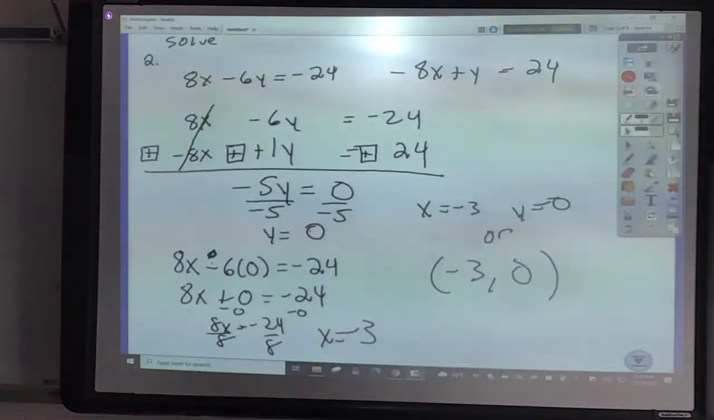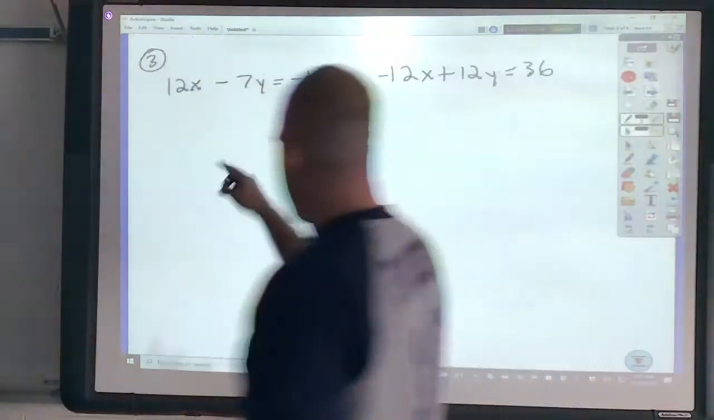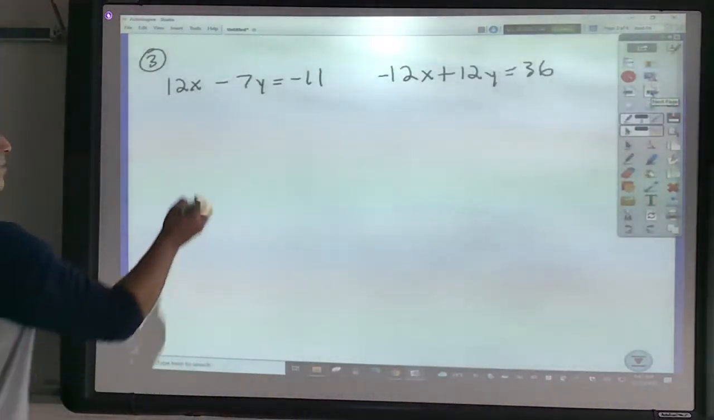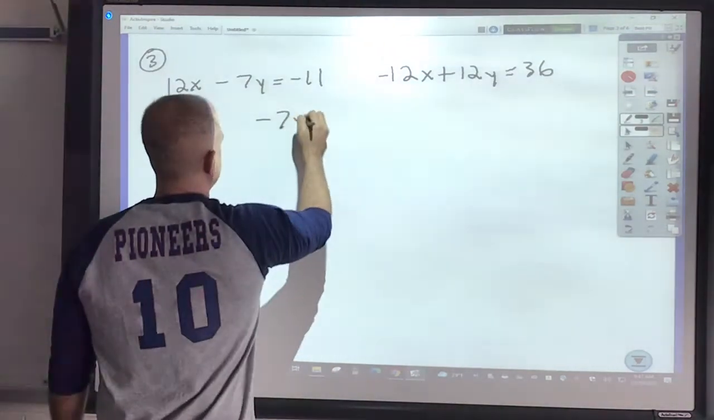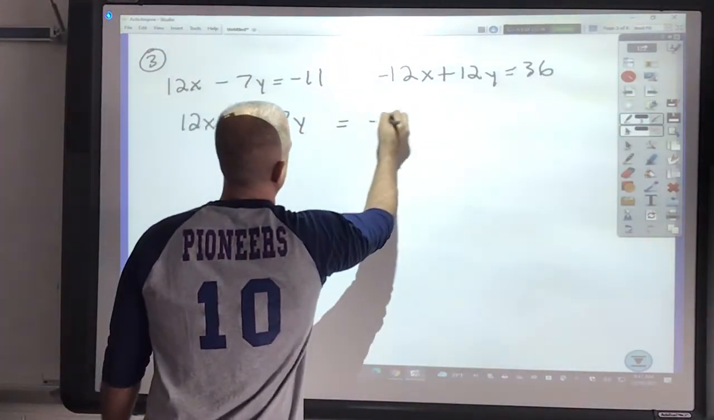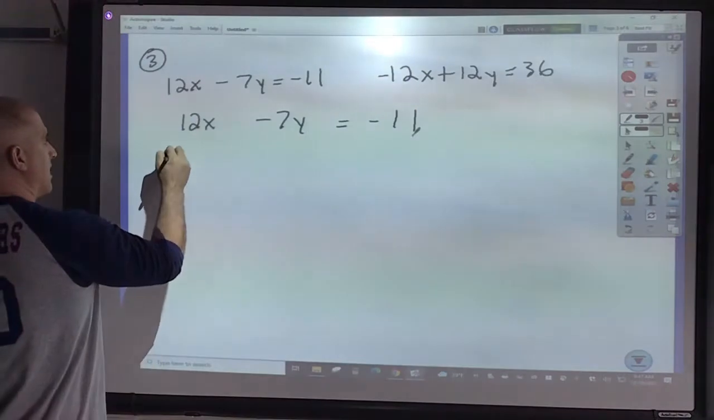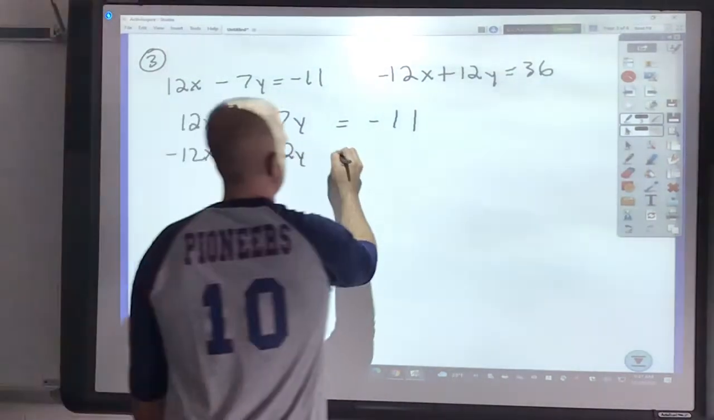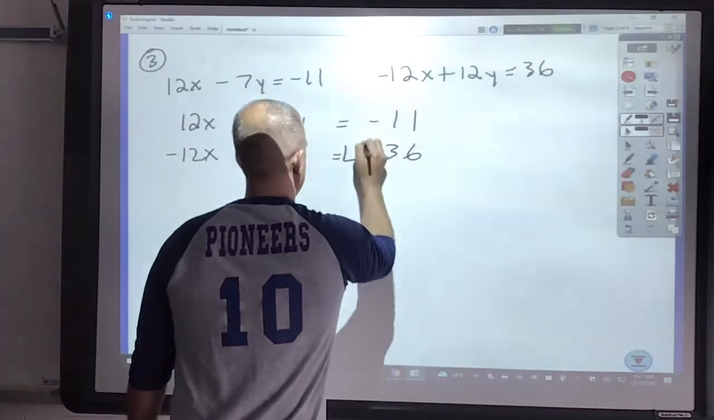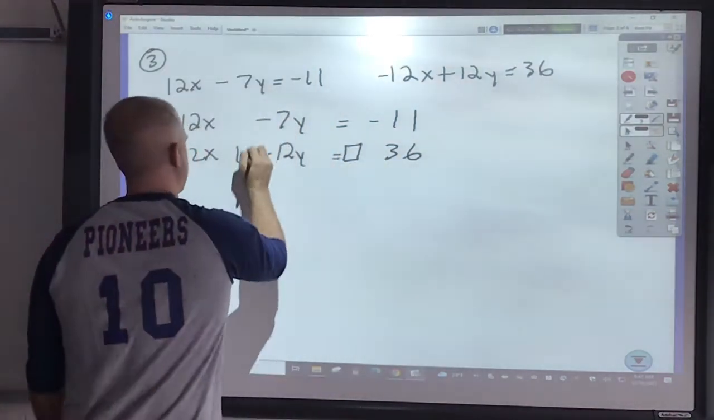All right, let's do another one. Big thing is those space boxes. Okay, so what I want to do, I got 12x, big space, minus 7y equals negative 11. Then I got negative 12x, positive 12y, equals 36. And I got to put a little box here.